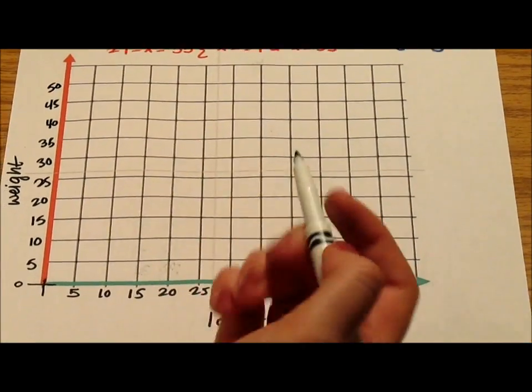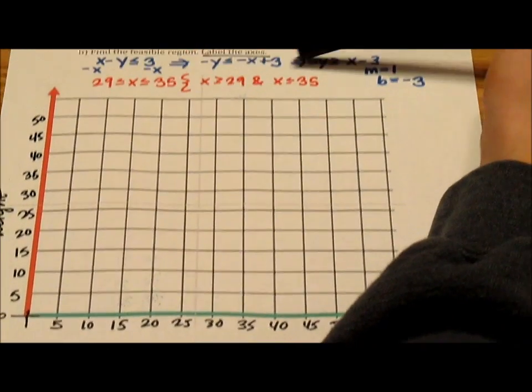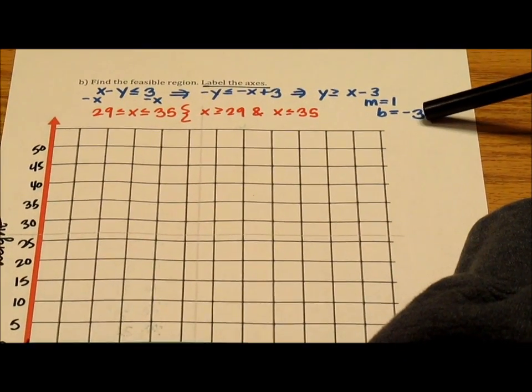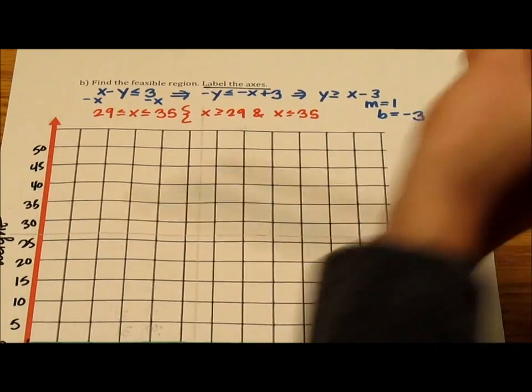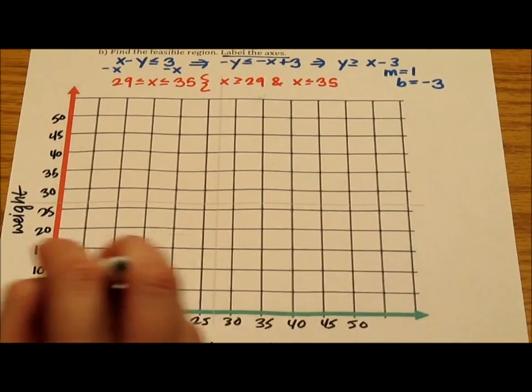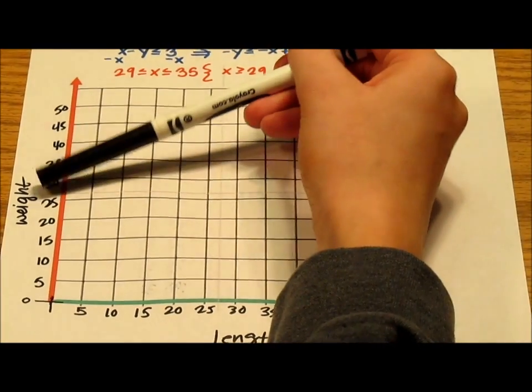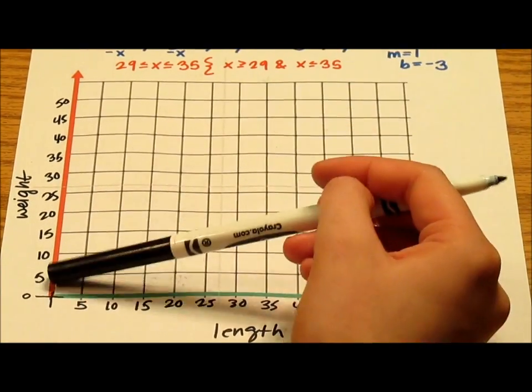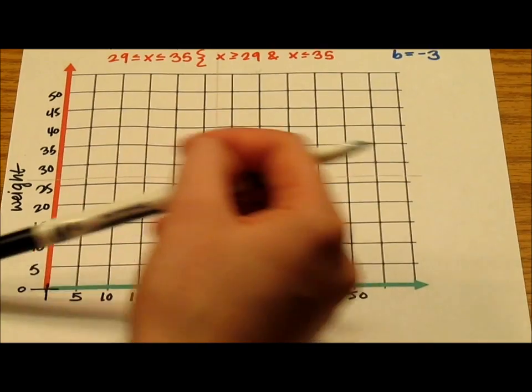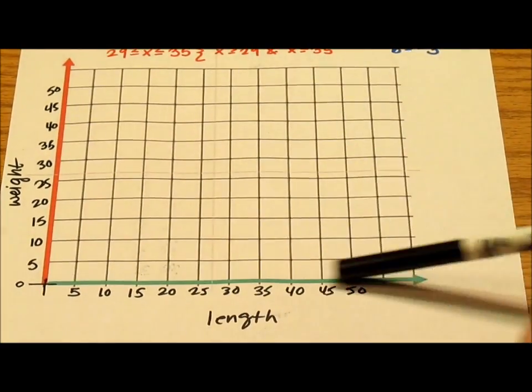Okay, so the first thing I noticed is that when I graph my first inequality, my b is -3. You guys know that this is only the first quadrant of the coordinate plane. I can't have negative length and I can't have negative weight. So I'm going to ignore the negative y-axis and the negative x-axis, and that's why I'm only looking here.